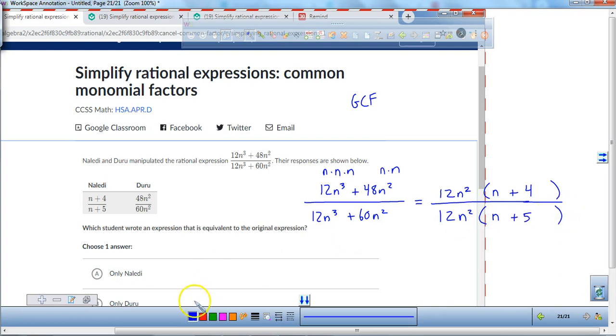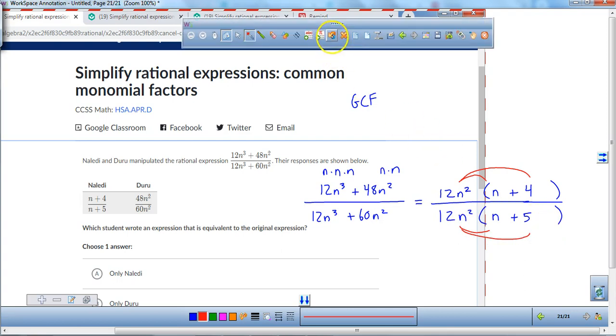Now once again, how do we check our work? Use the distributive property to check your work. Make sure these products equal the first term, and these products right here equal the second term. 12n squared times n is 12n cubed. 12n squared times 5 is 60n squared. So by using the distributive property, we can check our work pretty easily.